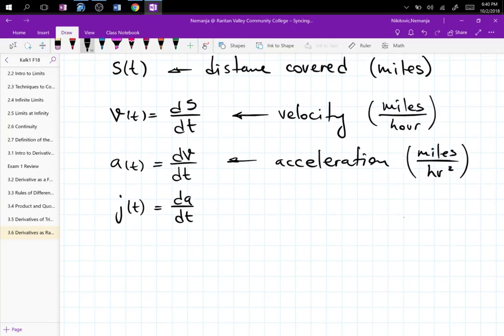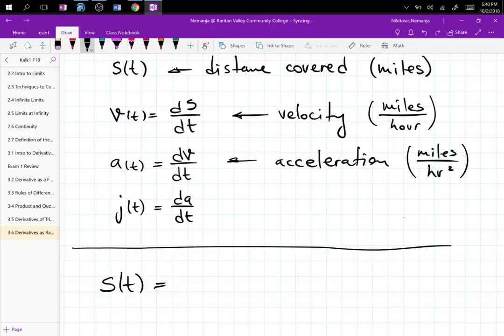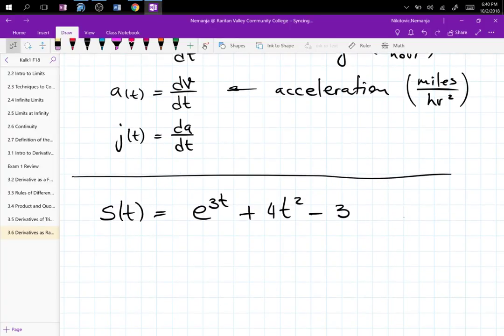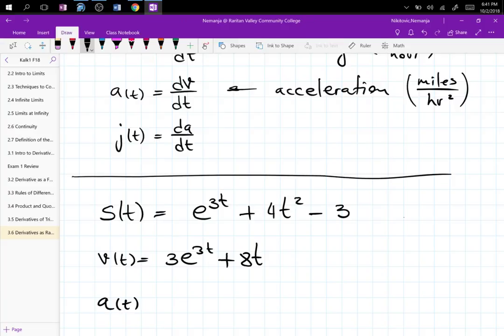So say that I have the S of t given as e to the 3t plus 4t squared minus 3. I can immediately find other ones by simply taking the derivative. Velocity function would be 3e to the 3t plus 8t, and acceleration function would be 9e to the 3t plus 8.